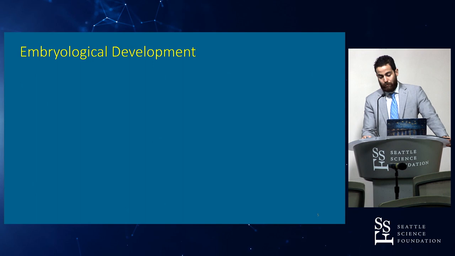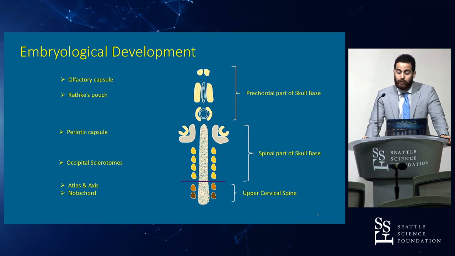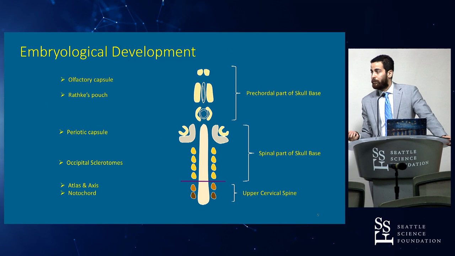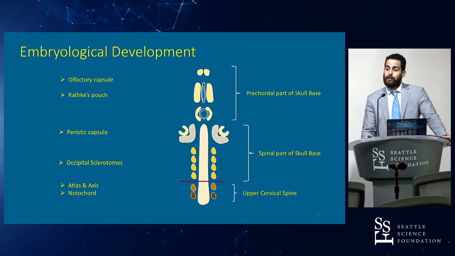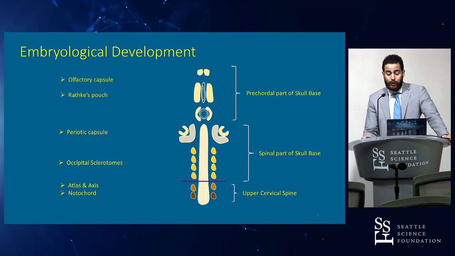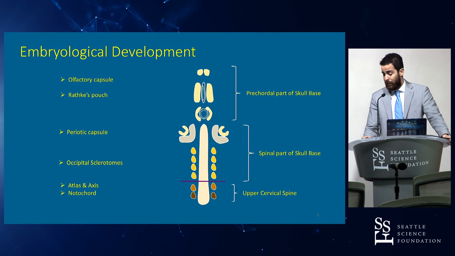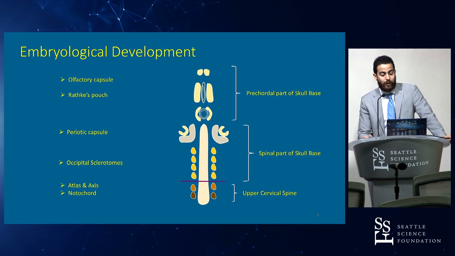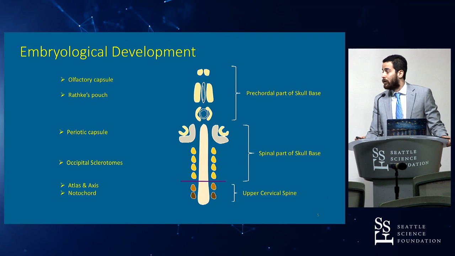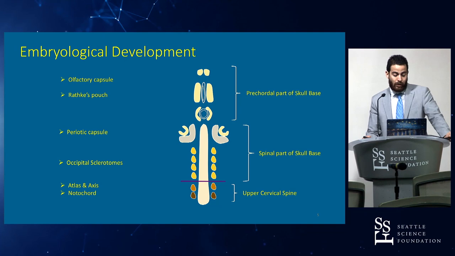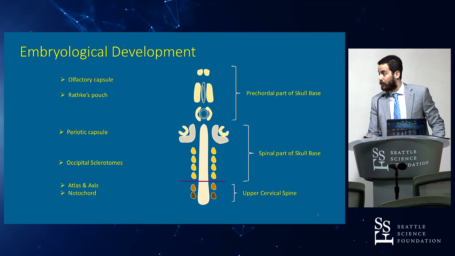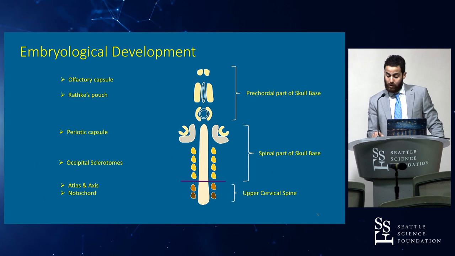First, for one to truly understand the main pathologies that affect the clivus, one must first be familiarized with its embryologic origin and development. During early embryologic development, around the 13th and 14th week, what will become the skull base can be divided into three parts: prechordal part, spinal part, and upper cervical part. It is in the middle third of this skull base where we find the occipital sclerotomes that will later fuse, with a combination of the fusion of the upper cervical sclerotomes, which will form the atlas and the axis. The occipital sclerotomes fusion will form what we will later know as the basiocciput.